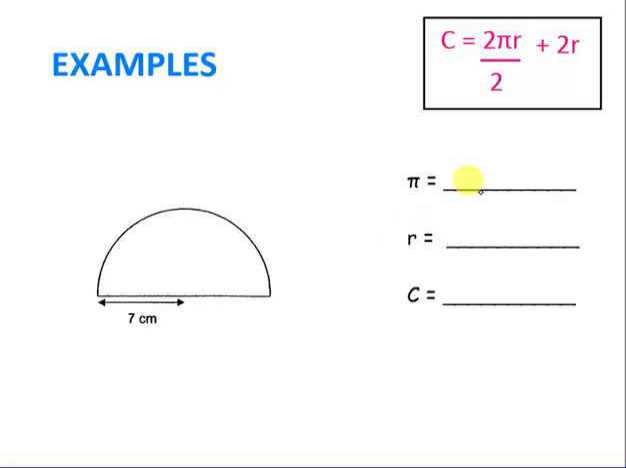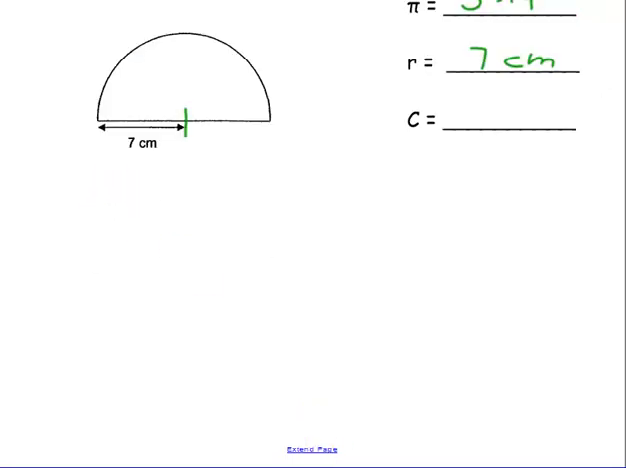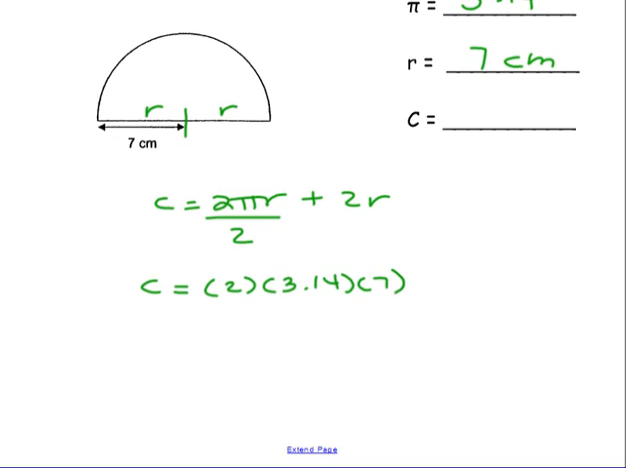All right, here's another one. So our pi is 3.14. Our radius is clearly marked here. It's 7 centimeters. And then we need to calculate our circumference. So C equals 2 pi r. It's a half circle, so we divide by 2 plus 2r. And again, the normal circumference formula just deals with the outside. We need to add in this radius and this radius because it's now part of the perimeter. So C equals 2 times 3.14 times 7, all of that divided by 2, plus 2 times 7.